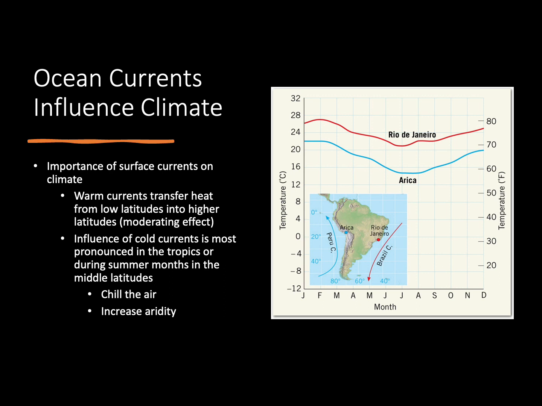Overall, having warm water moving into cold regions and cold water moving into warm regions is going to help balance out or moderate the effect of climate on our planet. And as these currents move, depending on their temperature, they're either going to chill or warm the air, and they're either going to increase or decrease the aridity.